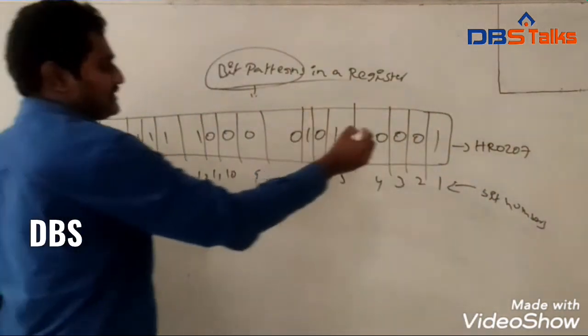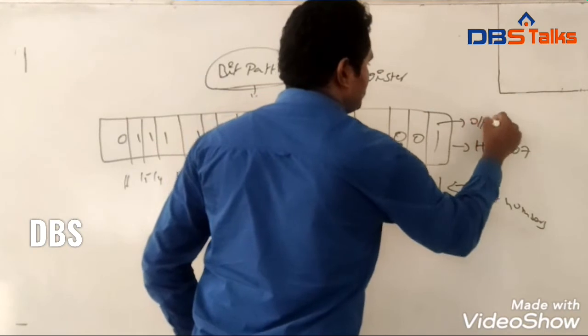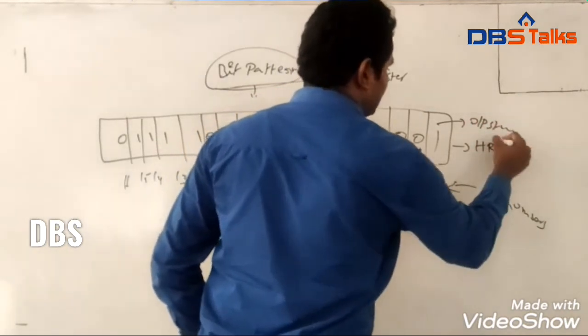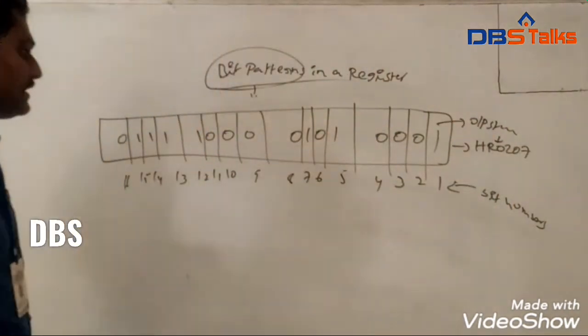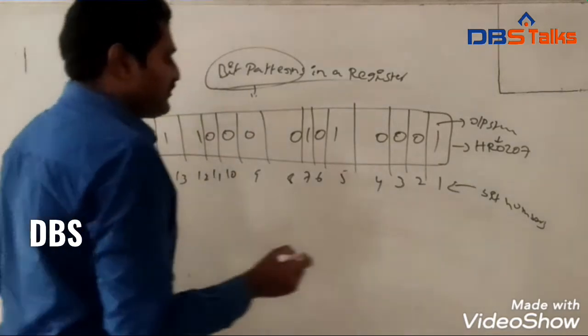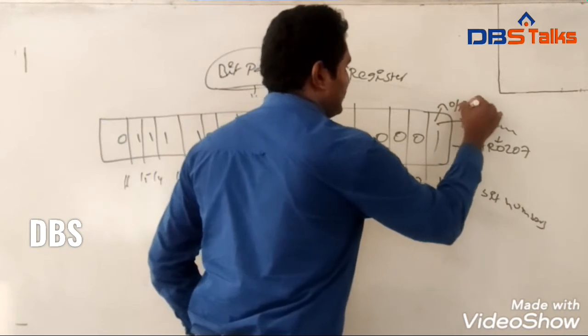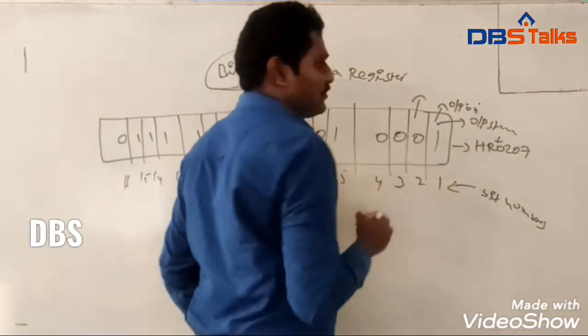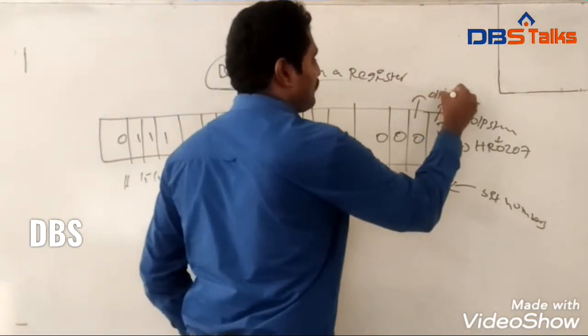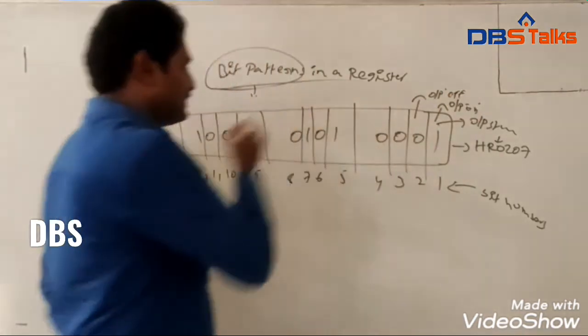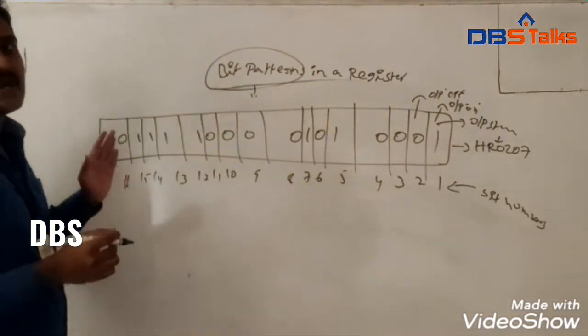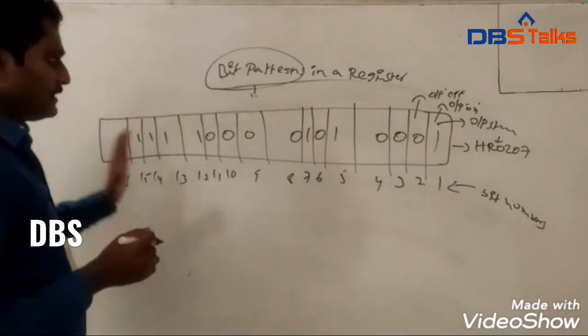These are the output statuses of the HR0207 register. If you have the value 1, that means the output is on, and if you have 0, the output is off. So we have to take only ones and zeros, that is the binary bit patterns of the register.